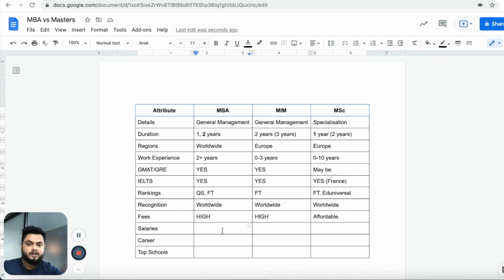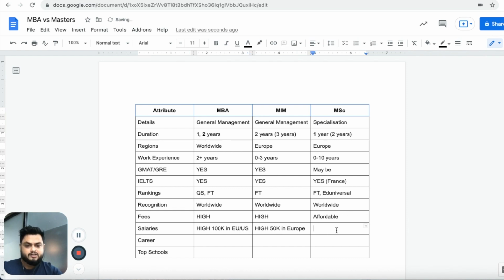Salaries, well, MBAs are expensive, so the wages are also very high. If you compare the salaries of top MBA programs like Harvard and INSEAD, one in the US, one in Europe, the MBA salaries are close to 100,000 USD or equivalent. MIM, again, it's quite high. So I'm going to mention some figures as well. It would be around 50K in Europe, all right? And for MBA, it can be 100K in the US or Europe.